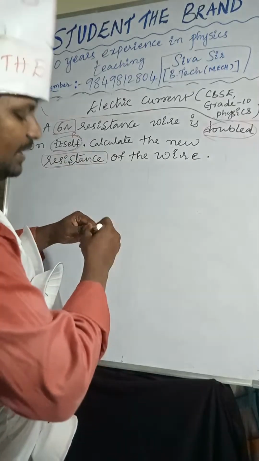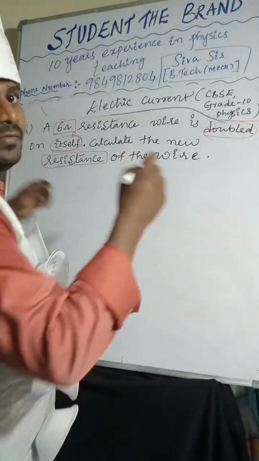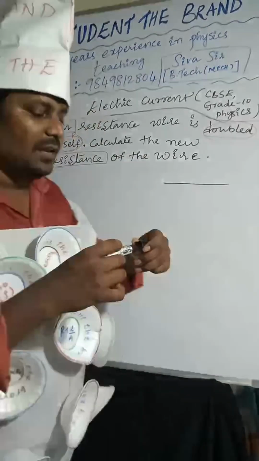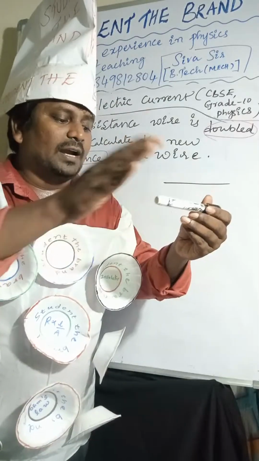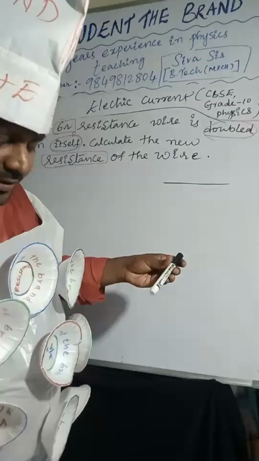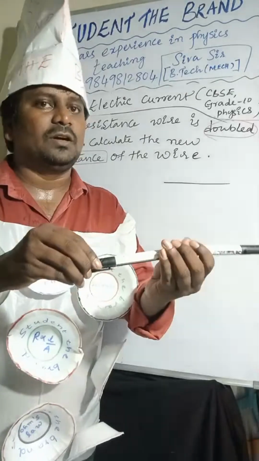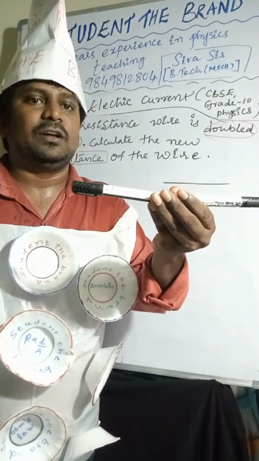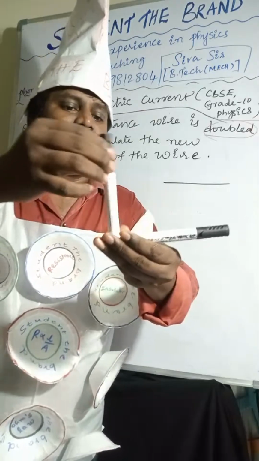Doubled on itself. In this case, I will explain here. I am taking a straight wire. Doubled on itself means it is folded on itself. So this is a complete wire, this is the length of the wire. Doubled on itself means it is folded like this.